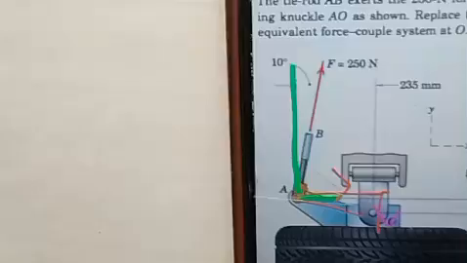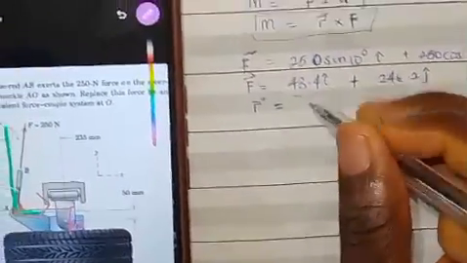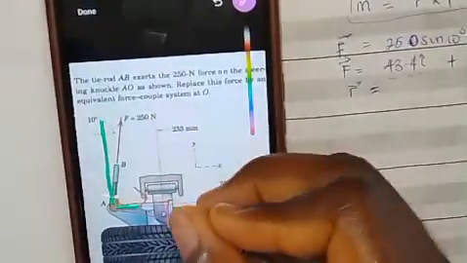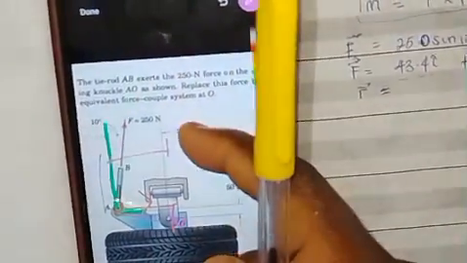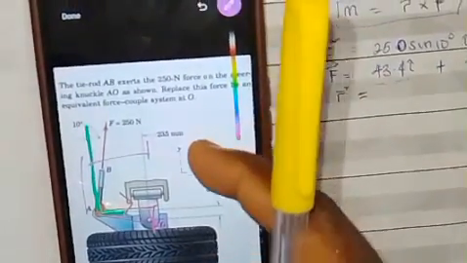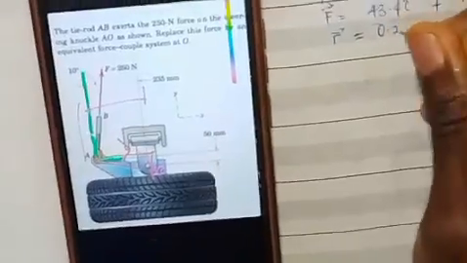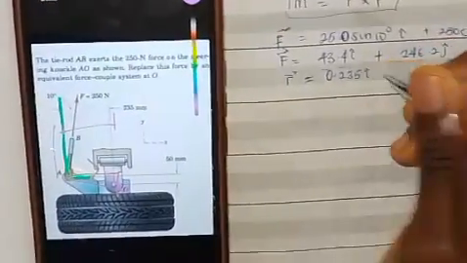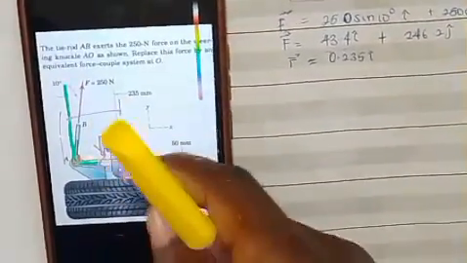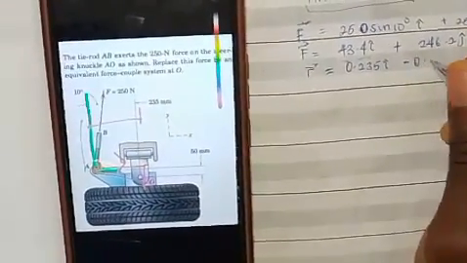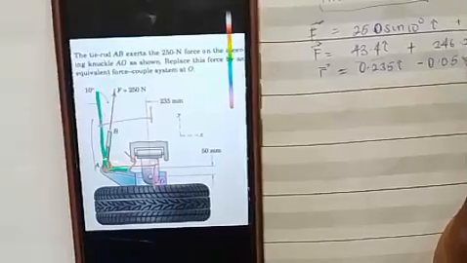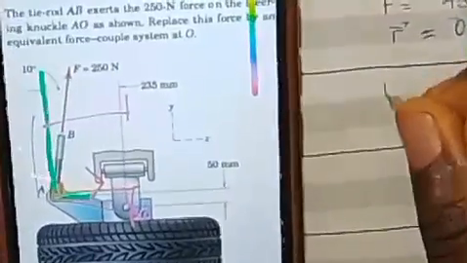So let's write our R out. So that means we'll be having this, then going in this direction. Don't forget, the question says from this particular point to this particular point is 235 millimeter. So let's convert it to meter. That's divided by 1000, so we'll be having 0.235 in I direction. And also coming downward in this particular aspect, that's minus 0.05 in J direction.